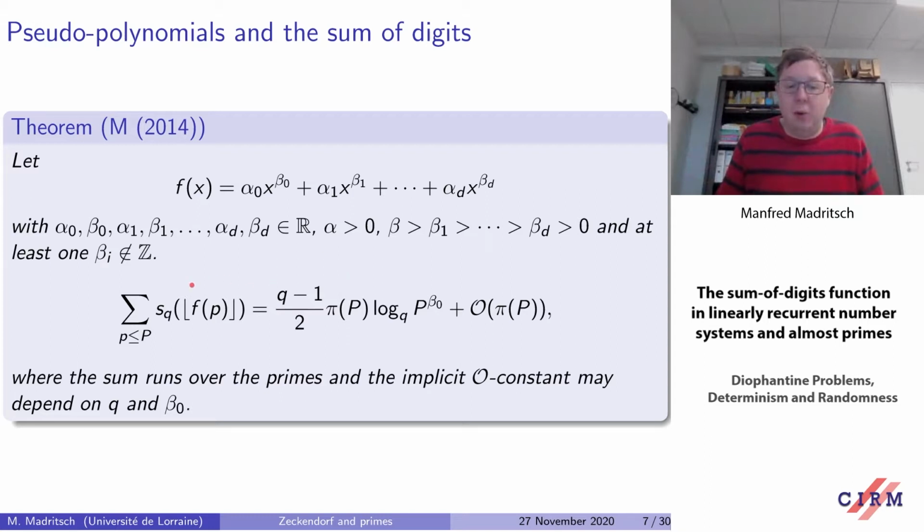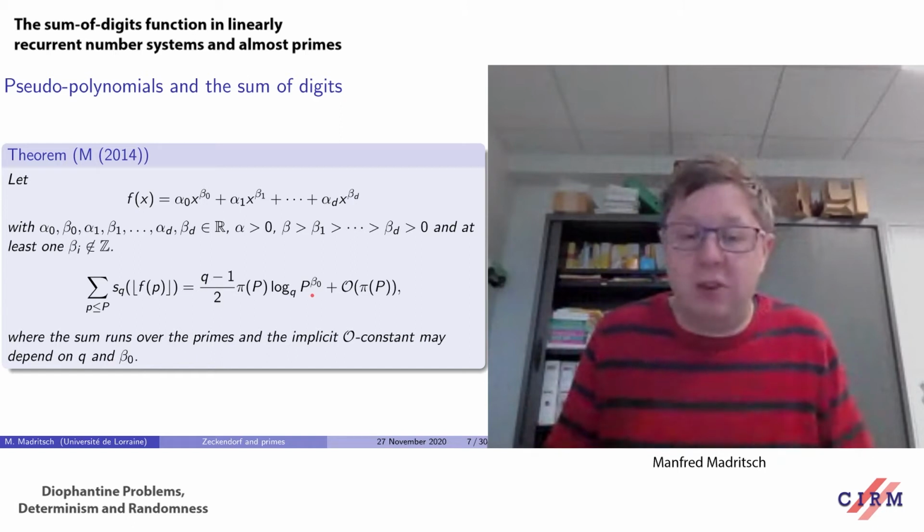And if you look at the sum of digits function of this function, so if you evaluate the primes in this function and you take the floor and you look at the sum of digits function, then you get also the expected mean. So again, the mean of the sum of digits function, the number of primes up to p, and here we have p to the beta 0. So beta 0 is the leading exponent, and we have this length of expansion. And so now this is for the arithmetic mean.